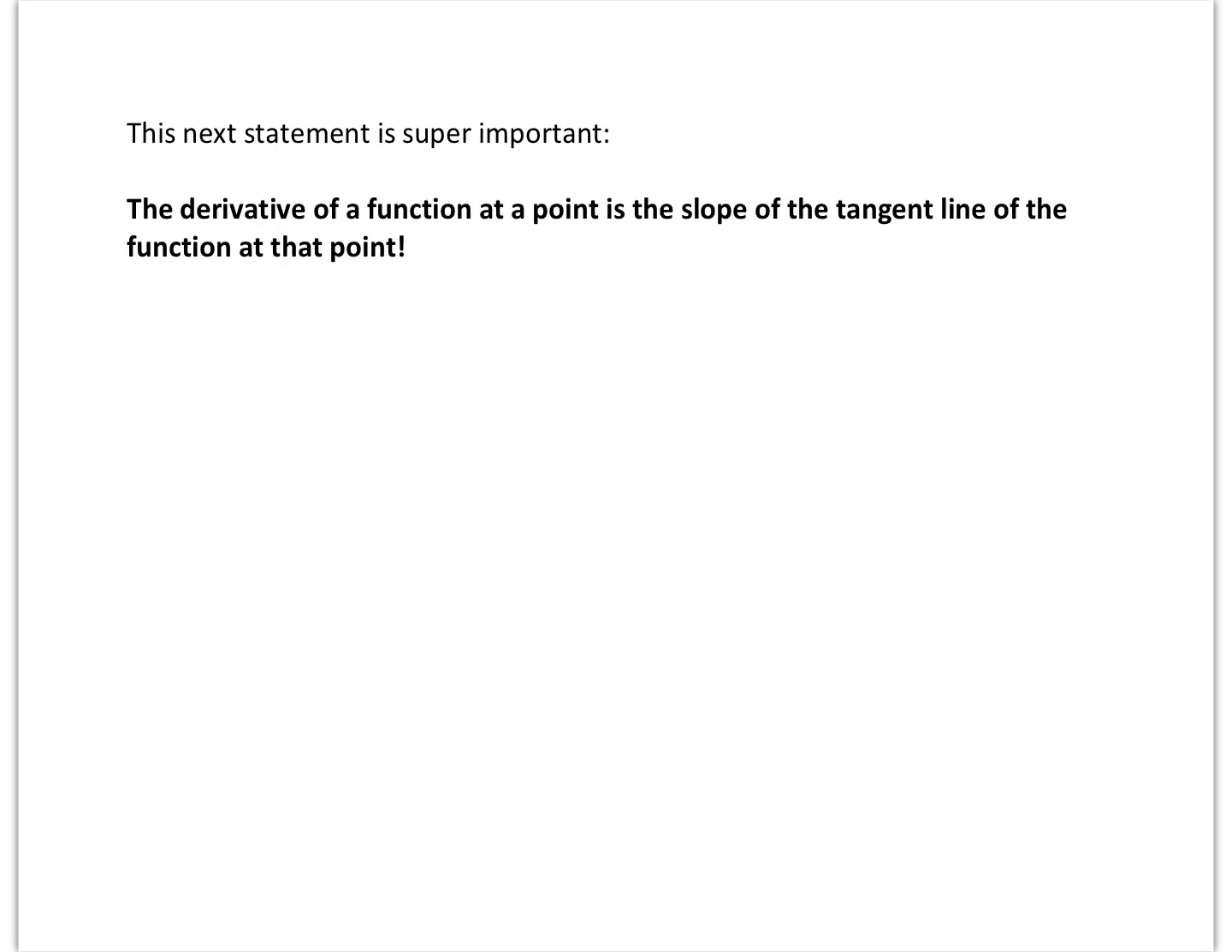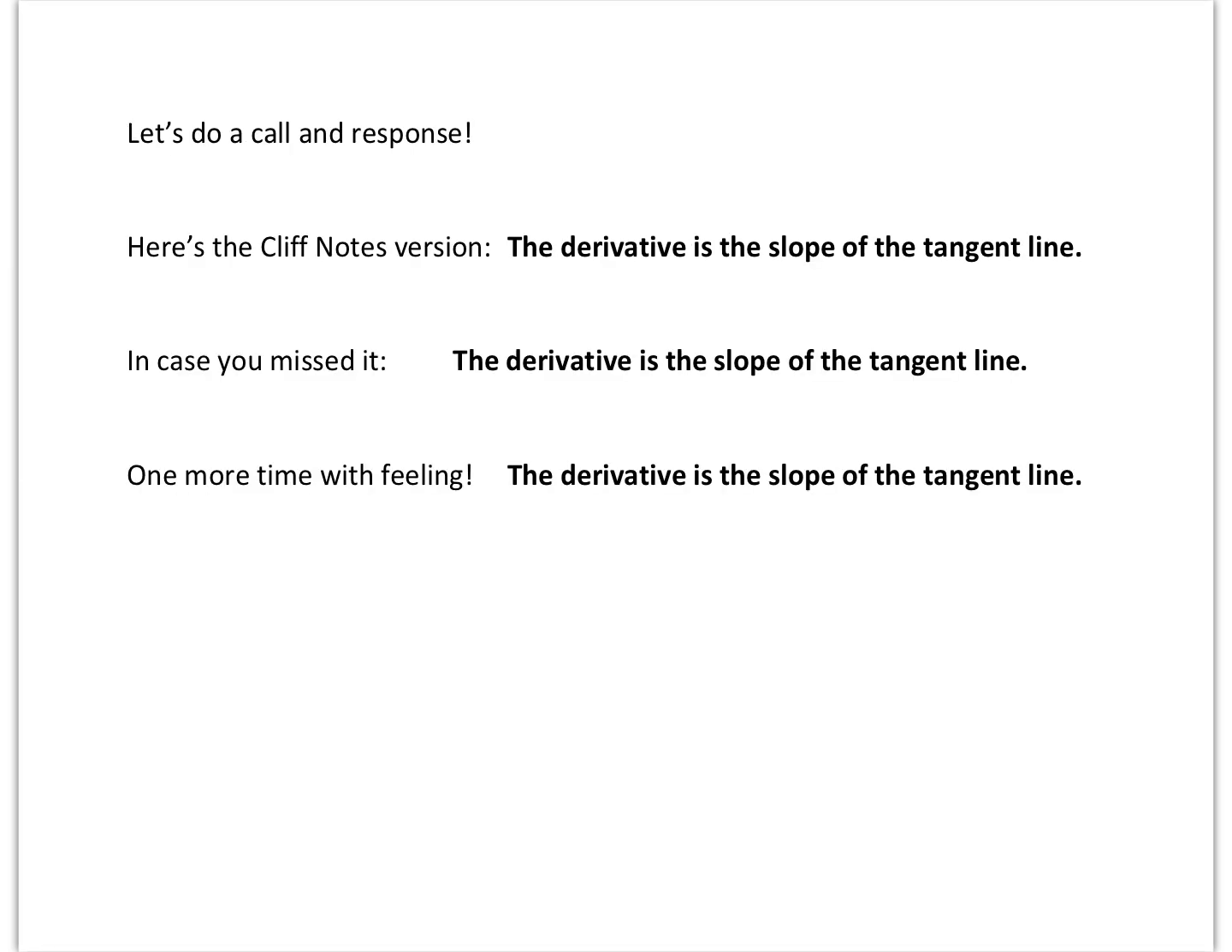Okay, our next statement is super important. The derivative of a function at a point is the slope of the tangent line of the function at that point. So we'll do a call and response. I'm going to read the unbold part, and you, sitting at your computer, are going to read the bold part. Okay. Here's the Cliff Notes version.